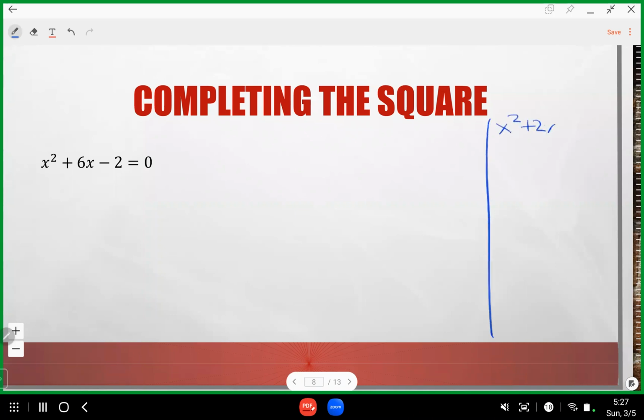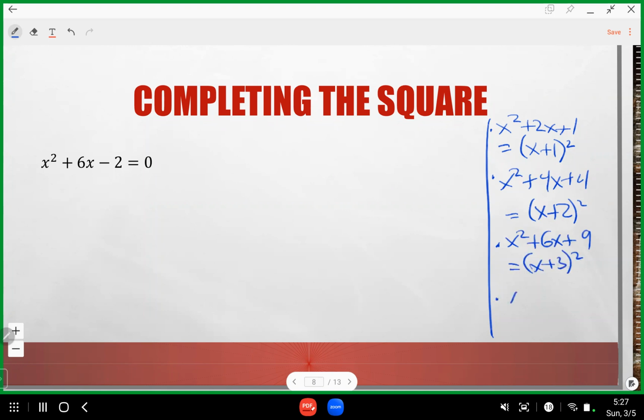x squared plus 2x plus 1 is equal to x plus 1 squared. A lot of you who have done a lot of math should know this, right? This is a square term. You can multiply it back out and see. Now, if you have x squared plus 4x plus 4, that's going to be equal to x plus 2 squared. We refer to these as perfect squares, involving the variable. So x squared plus 6x plus 9 is equal to x plus 3 squared. And the last one: x squared plus 8x plus 16 is equal to x plus 4 squared.